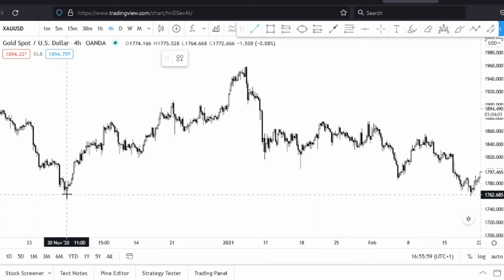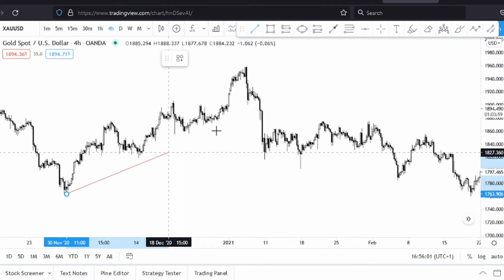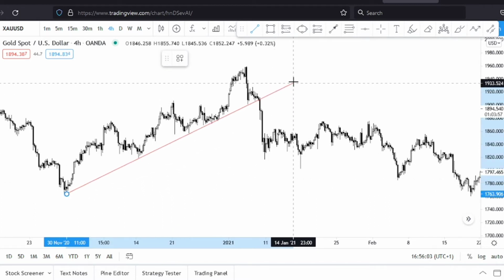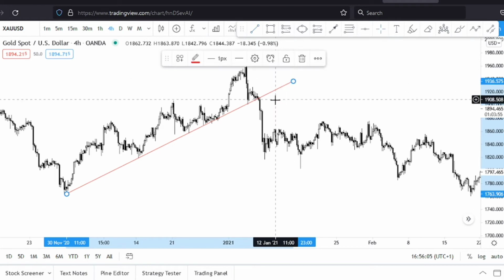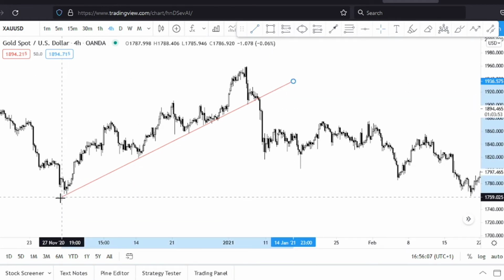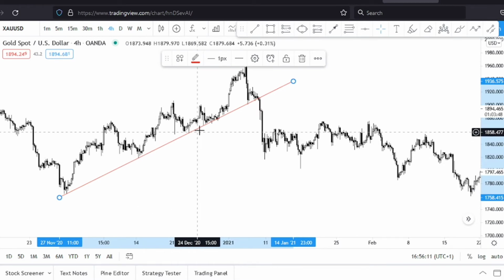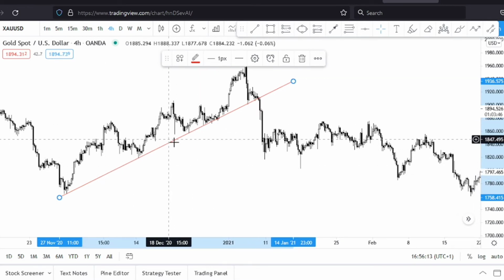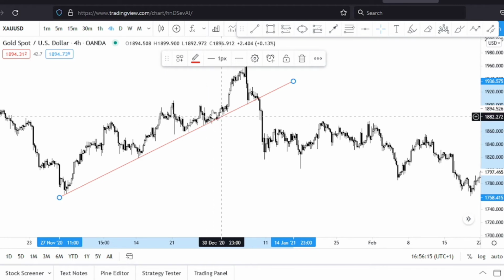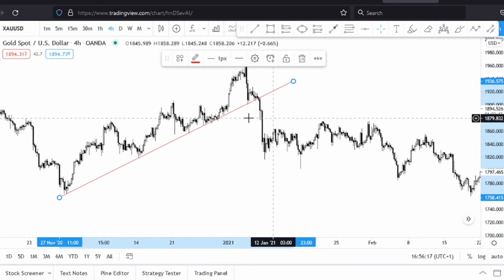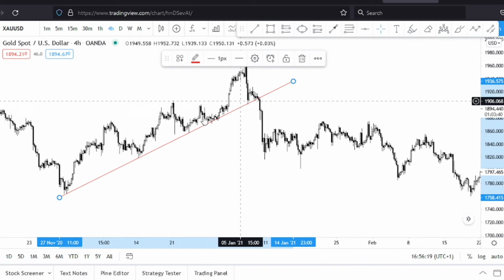Okay, so this is another one. So draw from the wick here, take it to the second wick touches all the way down. First wick over here, second wick over here touches, and trace it all the way down. So whatever happens here, the reactions over here is where you'll be looking for your entry, or if there's a breakout, is where you'll be looking for your entry.